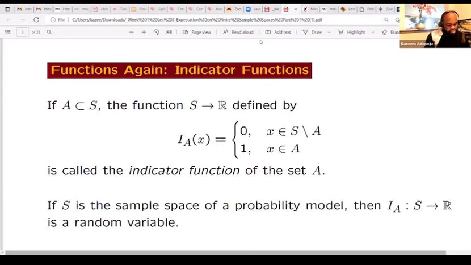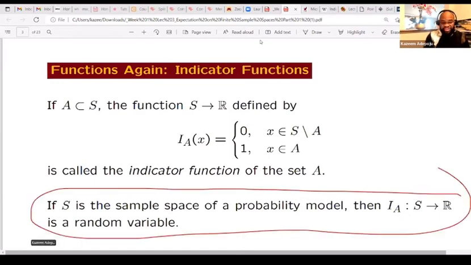And I said right here, X is the sample space of a probability model. You remember I told you the other time, every probability model has a sample space. When the sample space is finite, we have a finite probability model.